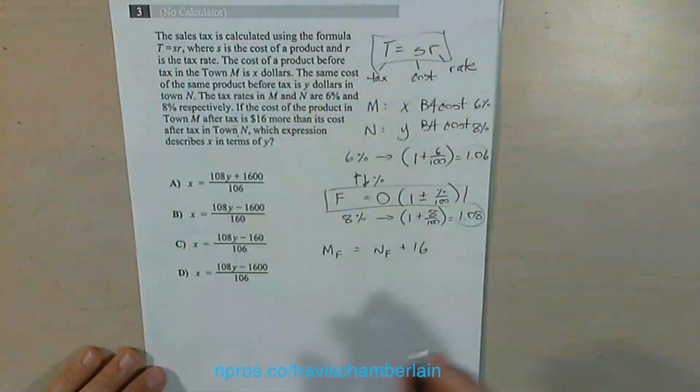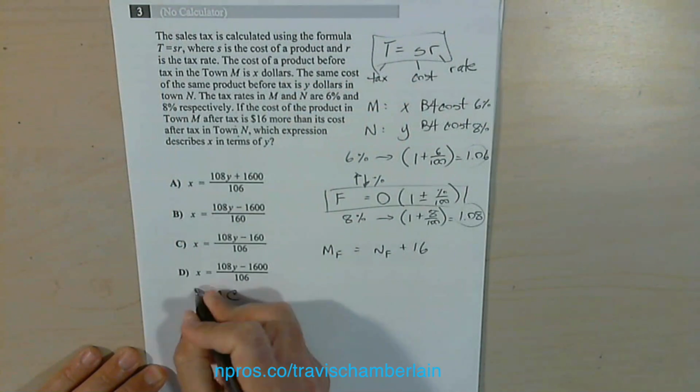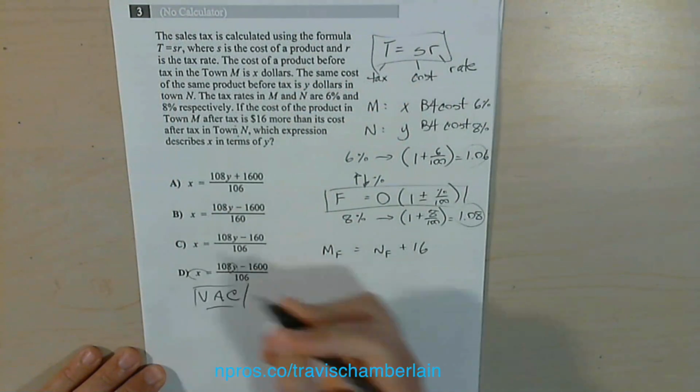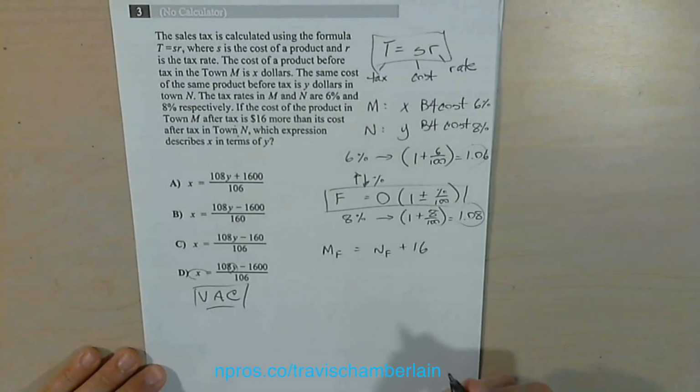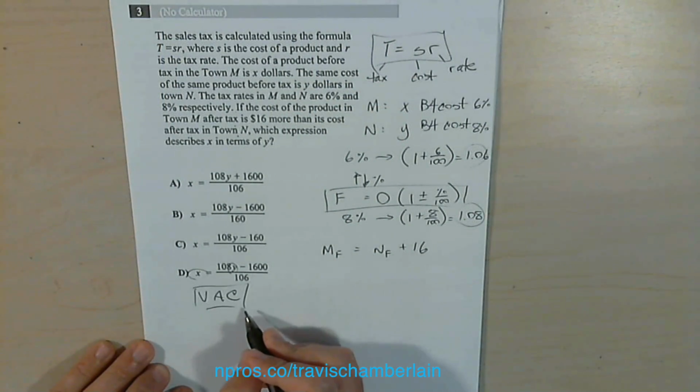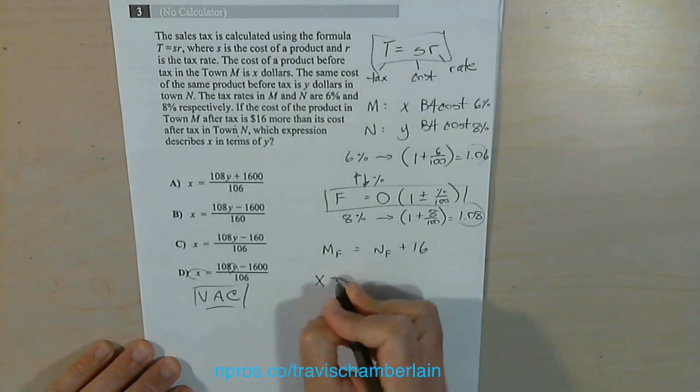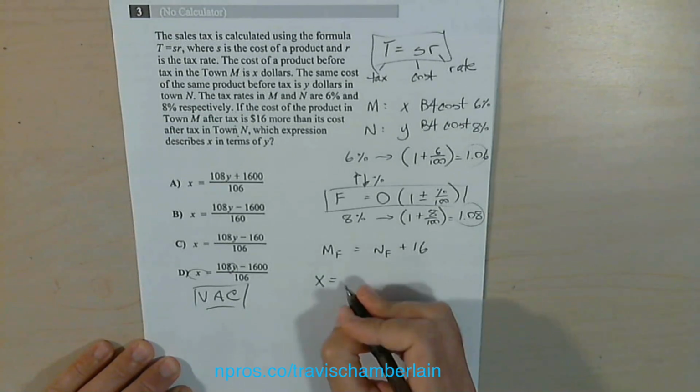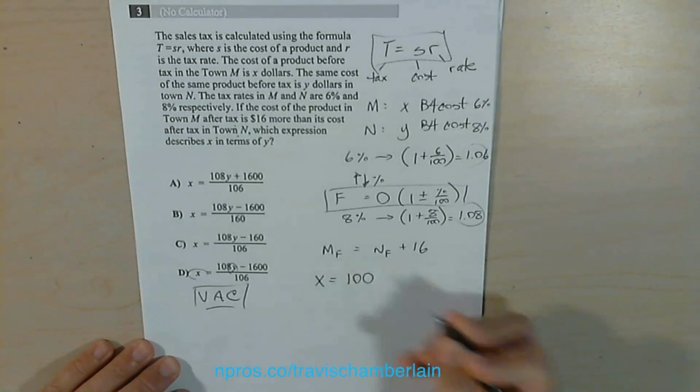Have no fear. Because we have variables in the answer choices, what I like to call the VAC, because we've got X's and Y's, we can plug in. About 90% of the time, if you've got the VAC, you can plug in. Let's plug in for X. And because we're using percents, let's use the most obvious number for percent, or per 100. Let's use X equals 100.